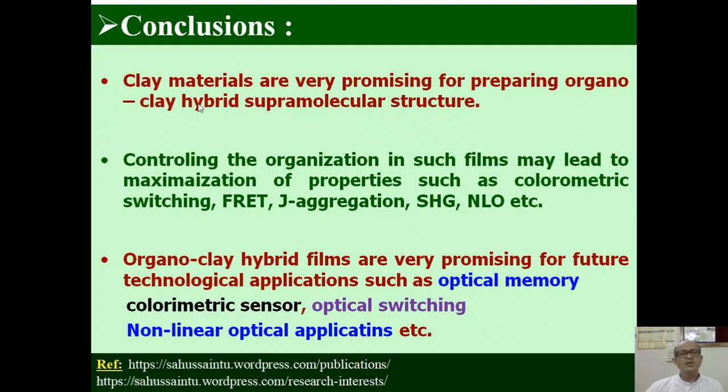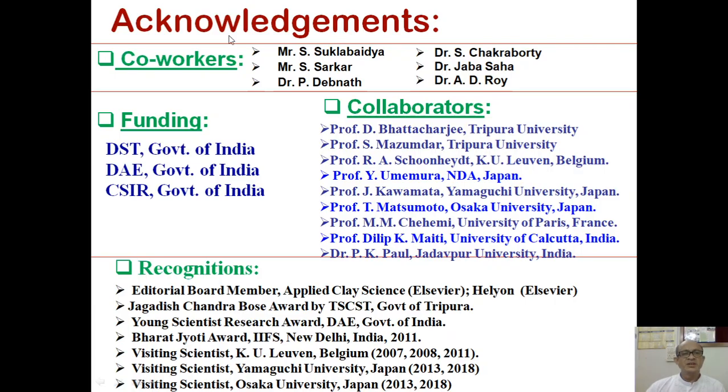Therefore, in conclusion, we can say that clay materials are very promising for preparing organoclay hybrid supramolecular structures. Controlling the organization in such films may lead to maximization of properties such as colorimetric switching, FRET, J aggregation, second harmonic generation, nonlinear optical effect, etc. And this kind of films are very promising for future technological applications such as optical memory, colorimetric sensor, optical switching, nonlinear optical application, etc.